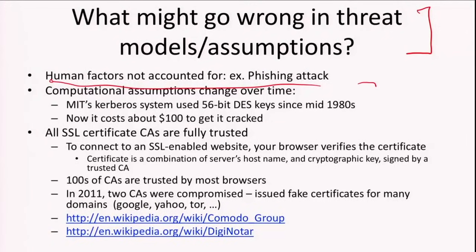Another is that computational assumptions change over time. For example, Kerberos, which is an authentication system, used 56-bit DES keys in the mid-80s, and in those days it was very difficult to crack, but now with very simple computation you can crack a 56-bit DES. So obviously they had to change that.